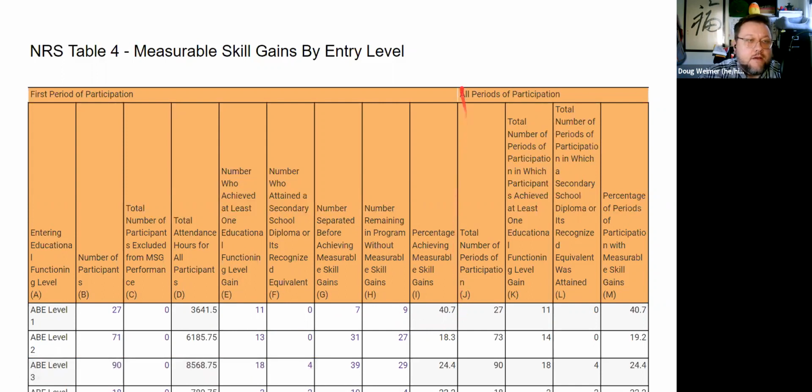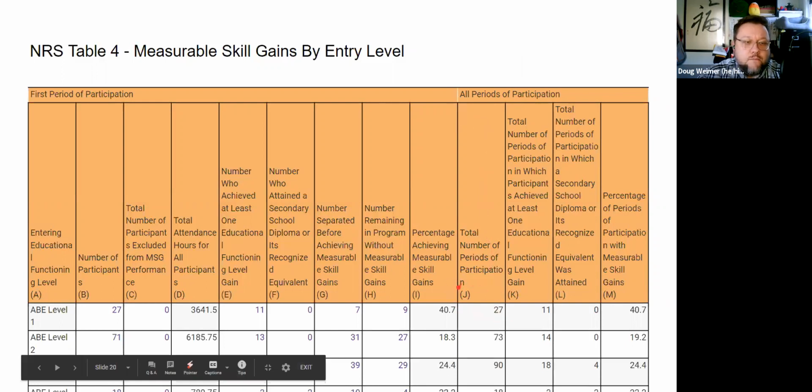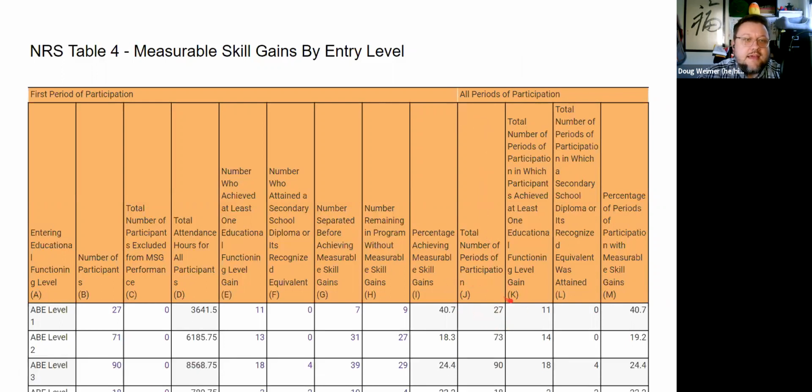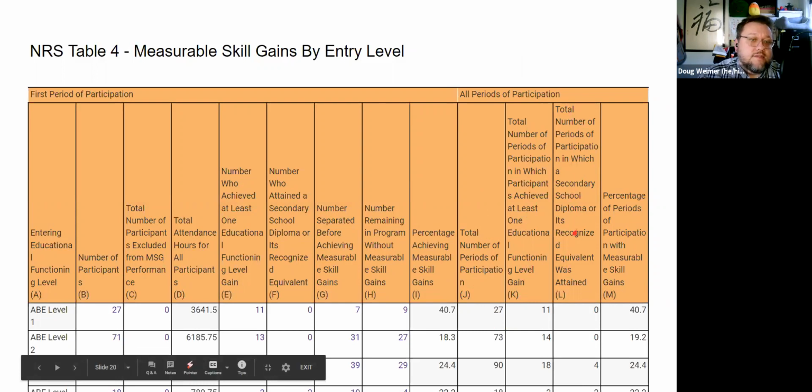Now I have to stop there because these are the students for their first period of participation. A few years ago, that's where we stopped. We didn't have to deal with this whole POP issue, but now we do. So the second part of the chart deals with all periods of participation. So J is the total number of periods of participation. K is the number of periods of participation with the educational functioning level gain. L is the number of periods of participation with the secondary school diploma. And then M is the percentage of the gain.